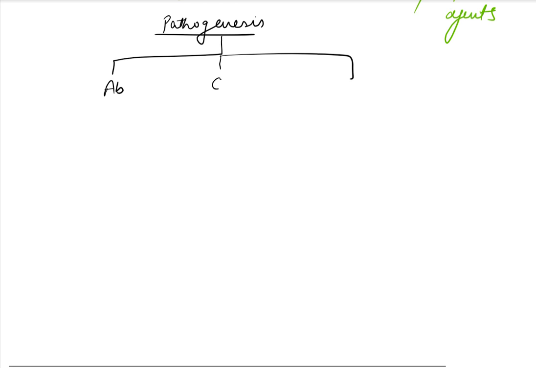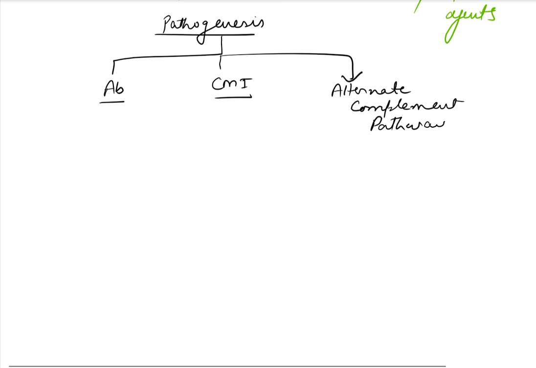Antibody mediated, cell mediated immunity, or alternate complement pathway. Now, to know about the complement pathway, there is a lecture. You can check the description below and go through the complement system so that you have a better understanding of this. Now, moving on to pathogenesis, we'll talk about antibody mediated immunity.